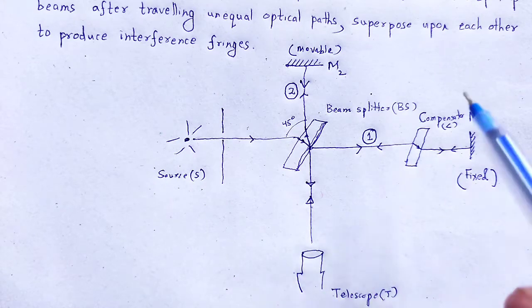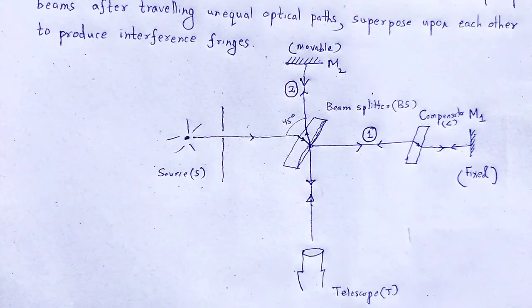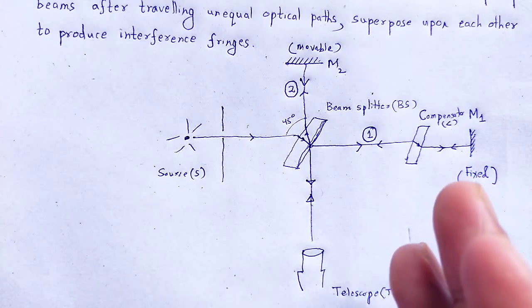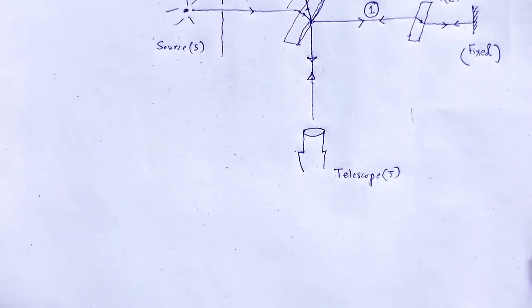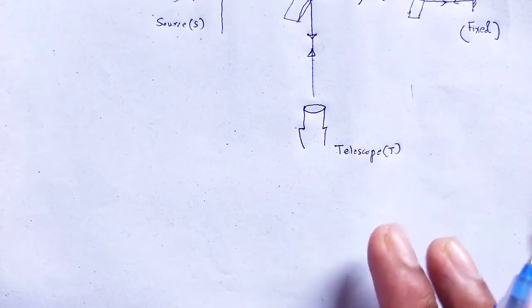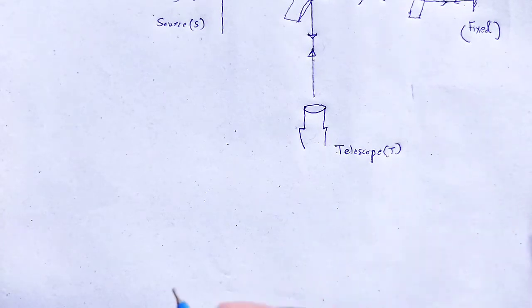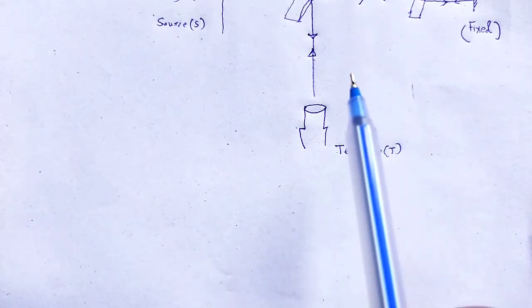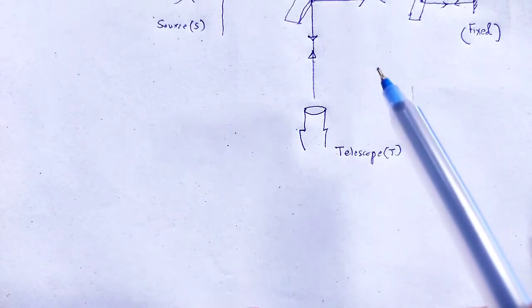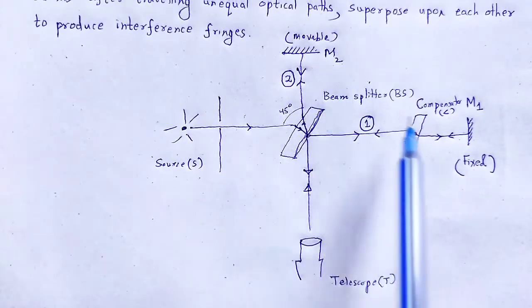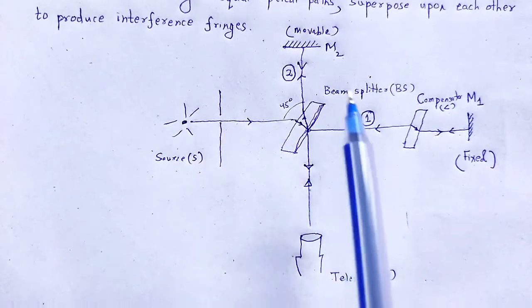Next, what is the working procedure? That means, what is the exact condition for getting an interference pattern, meaning the maxima and minima? Proceeding towards working, the shape of interference fringes can be obtained by the mutual inclination of mirrors M1 and M2.